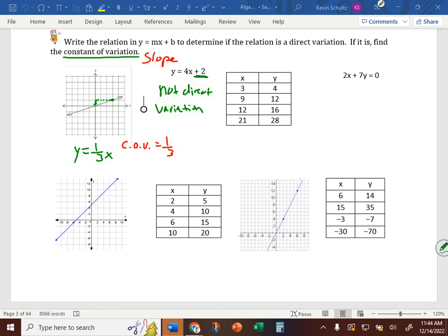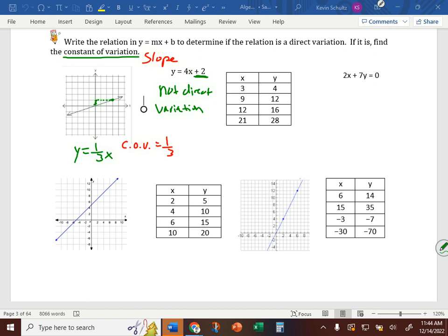So a direct variation is a very special type of linear function. It only exists when you have that y-intercept of 0. So for number 2, you only look at b, which is 2, to see if it's direct variation. All you care about is the y-intercept. That is it. Okay? So let's look at the fourth one.